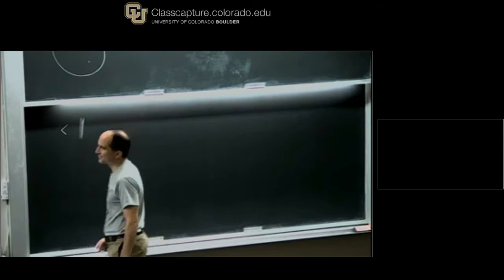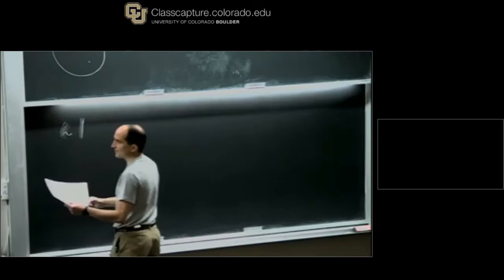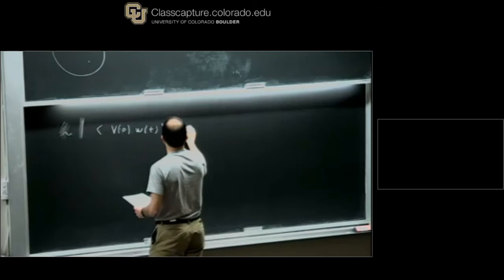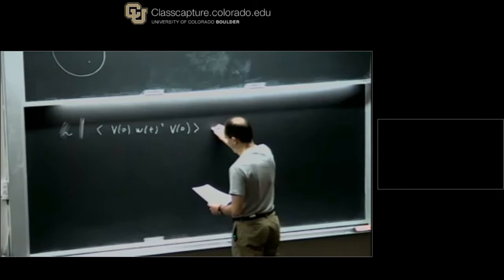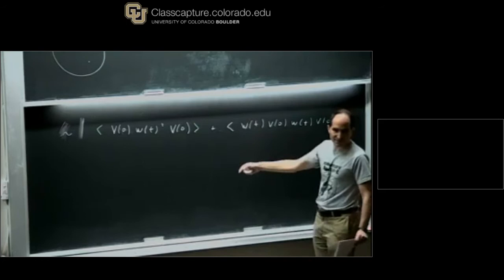Instead of considering the indices psi 1 and psi 2, let me consider operators v and w. Okay. So let me call this w and this v. They are fermionic or Hermitian operators. So we have that anti-commutator, and we are going to expand it, and it has various terms. So one of the terms has the form V of 0 W of T squared V of 0, right? So that's one of the terms. And then another term has the form W of T V of 0 W of T V of 0. And then there are two other terms. There are four terms in total, right?